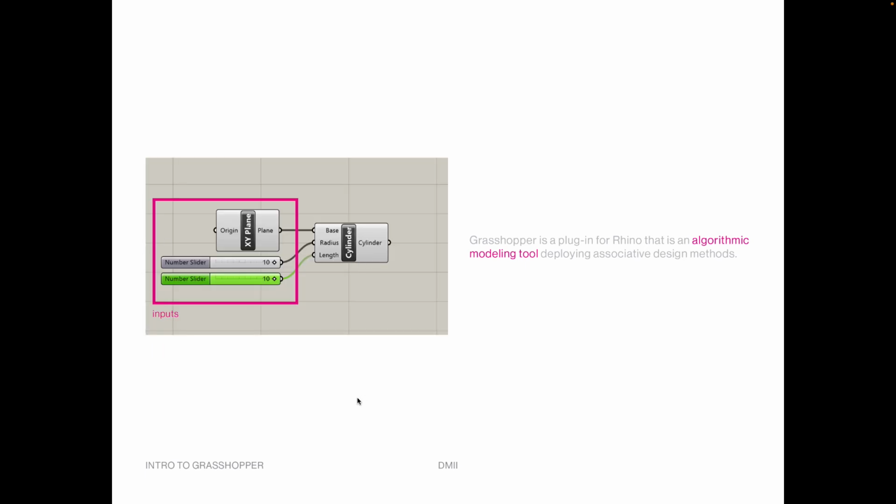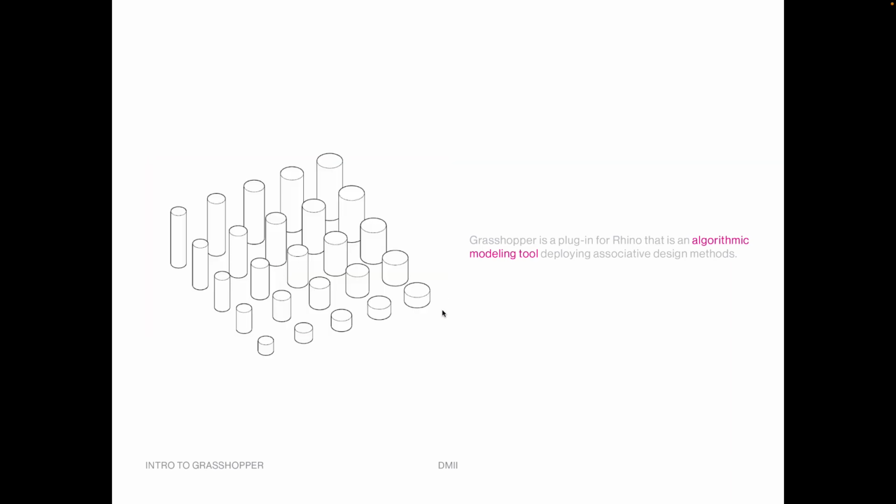But the beauty of Grasshopper, we've set up this recipe for cooking a cylinder. Now we can change the inputs and get a whole bunch of different outputs from the same recipe. So instead of just making one fixed cylinder, now we have the ability to make an entire array of cylinders with those same strategies or recipes by changing the inputs.